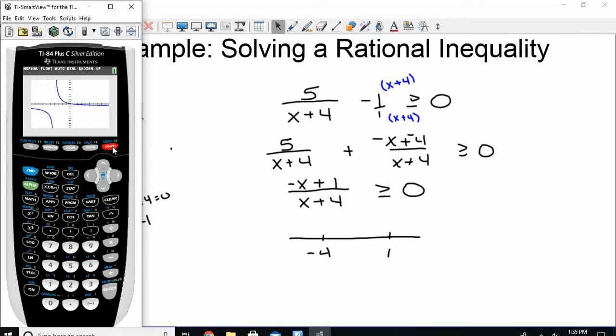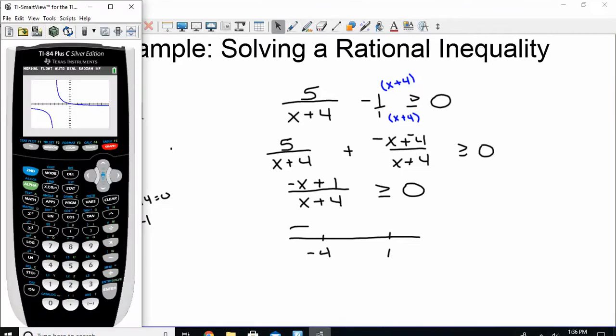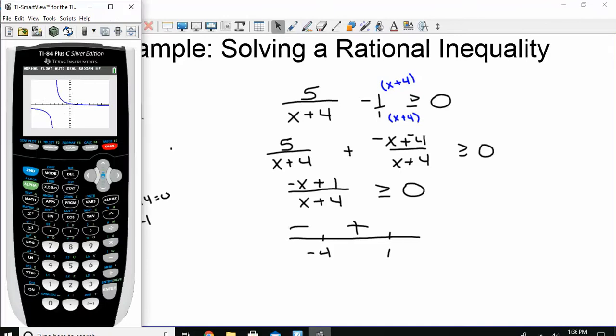So before the -4, my graph was below the x-axis. So that section was positive or negative? Negative. Okay, between the -4 and the 1, that's this piece up here, my graph is positive. After the 1 is where it hits the axis, and then it's just down underneath that x-axis, so it is negative again.